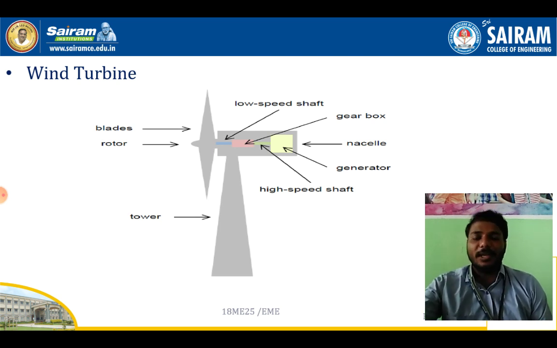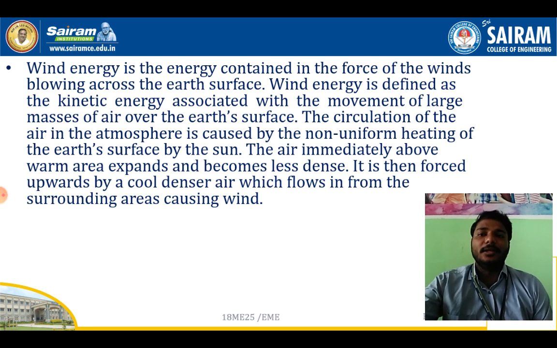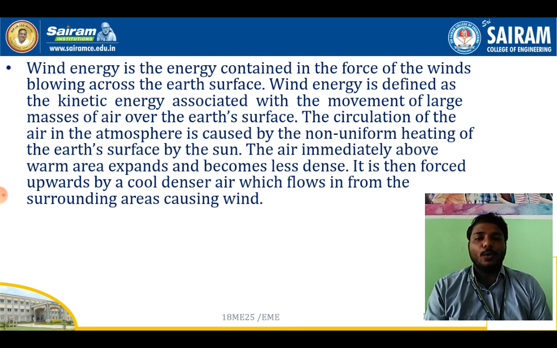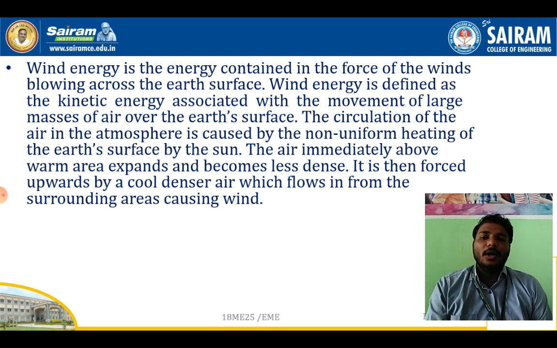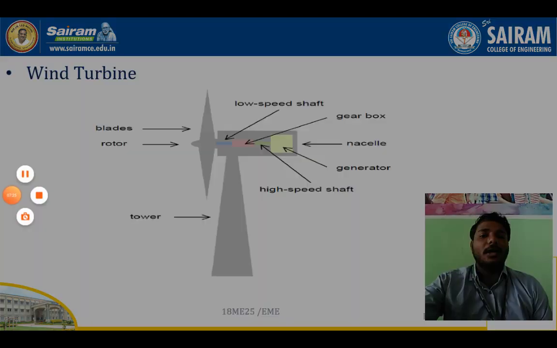This is how we use the wind turbine for the generation of electricity. Wind energy is the energy contained in the force of wind blowing across the earth's surface. By using that source of energy, we convert it into useful work, that is, generating electricity. These wind turbines are mainly located in hill stations, where the wind speed is high, in order to generate constant electricity. So this is the working principle of the wind turbine.